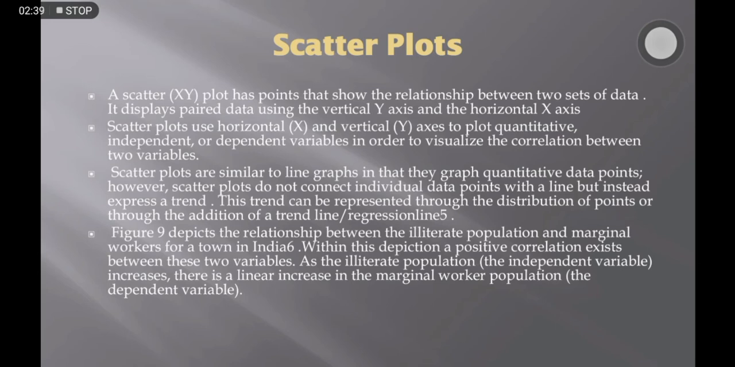The trend can be represented through the distribution of points or through the addition of a trend line or regression line. Figure 9 depicts the relationship between the illiterate population and marginal workers for a town in India. Within this depiction, a positive correlation exists between these two variables. As the illiterate population, the independent variable, increases, there is a linear increase in the marginal worker population, the dependent variable.